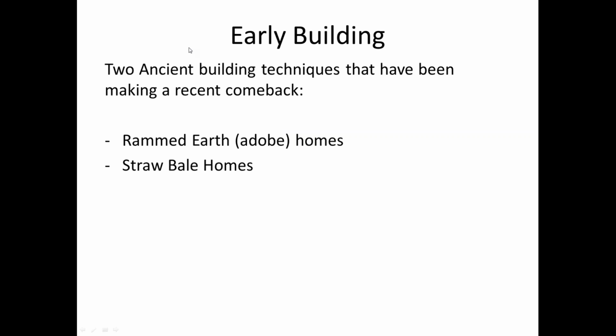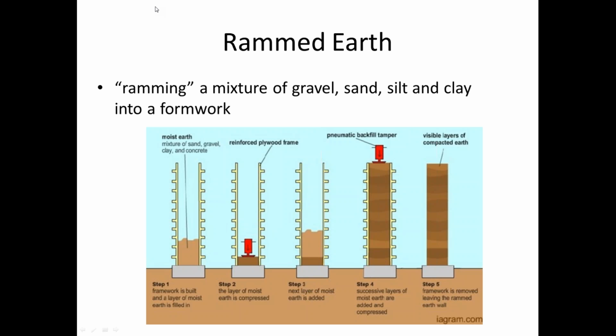All right, so there are two ancient building techniques for construction that have been making a recent comeback. You may have heard about one or both of these. The first is constructing homes out of rammed earth, also called adobe, and the second is making straw bale homes. And we're going to look a little bit more specifically through how these processes work.